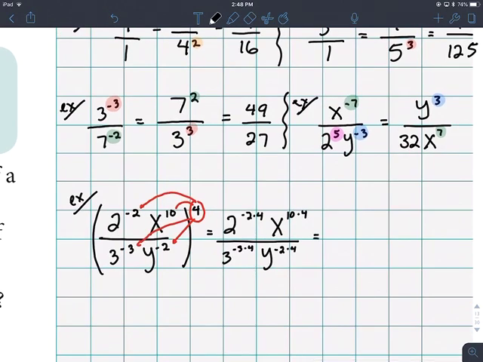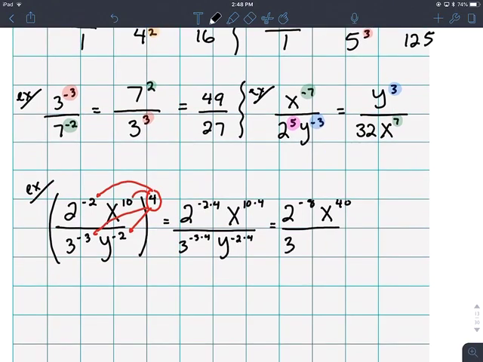And if we simplify this, this is 2 to the negative 8 times x to the 40 power over 3 to the negative 12 power times y to the negative 8. And again, because we have negative exponents, we have to rewrite this in positive exponents. So one at a time. So notice that negative 8 power is in the numerator, now it has to come back to the denominator. So this becomes 2 to the positive 8.